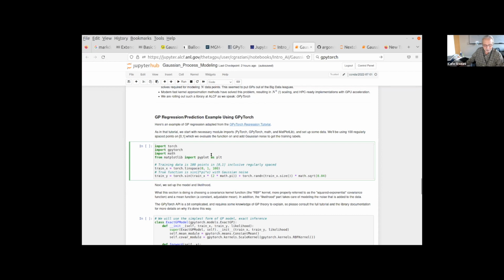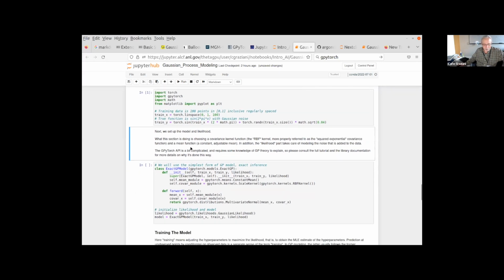Here we're going to start by creating some training data: some points in 0 to 1, and targets from a sine function with a little additive Gaussian noise. If we run this cell, our training data is made, and we've also imported the usual suspects.